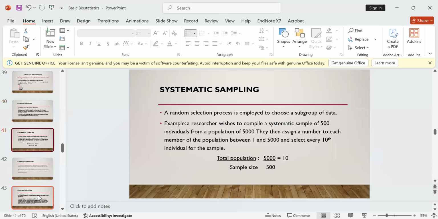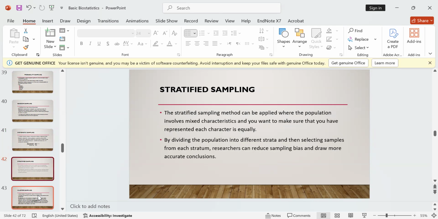Systematic sampling. A random selection process is employed to choose a subgroup of data. For example, a researcher wishes to compile a systematic sample of 500 individuals from a population of 5,000. They then assign a number to each member of the population between 1 and 5,000 and select every 10th individual for the sample. The total population divided by sample size, the answer will be 10.